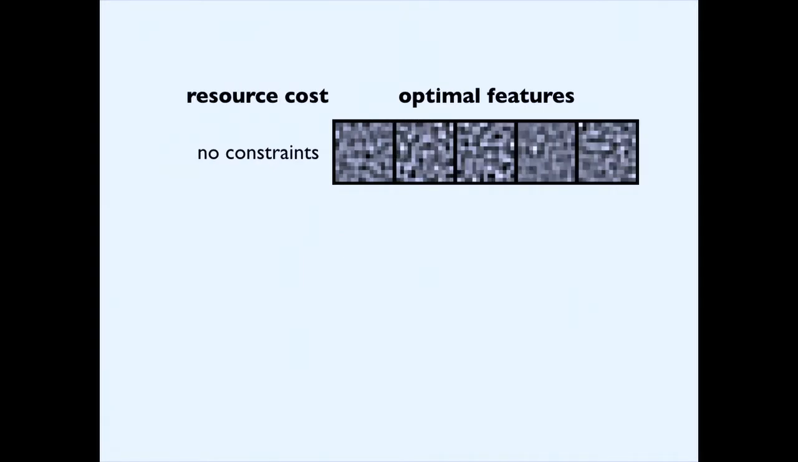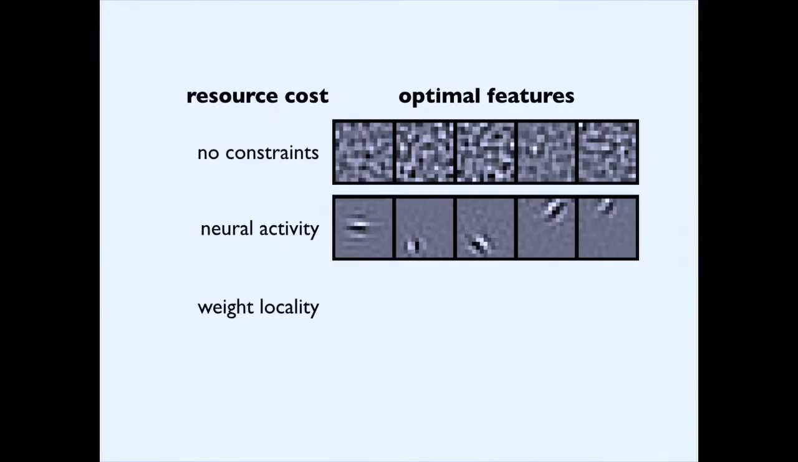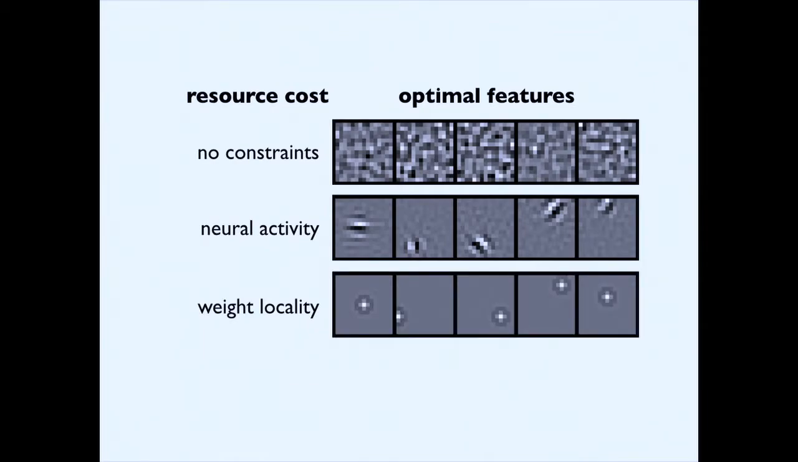Okay, what if we add some resource cost? Well, if there's a neural activity cost, so there's a cost to coding the information, then we start to get structured receptive fields. And they're like the edge detectors that we saw before. They respond to adjacent regions of contrast, a light line next to a dark line. But that's still not what you see in the retina. And so this is where the resource constraints become important. And when we add the constraint of weight locality, that things should be as compact as possible, take up as little space as possible, then we see center surround architecture.